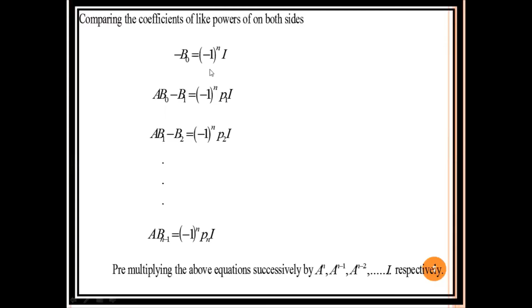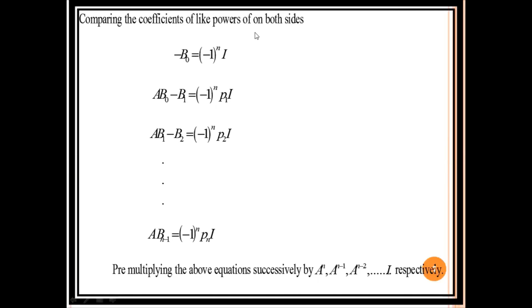Then here, (minus 1) to the power of n into I. On the right side, you can take the direct values. On the left side, we have to simplify a little. This is the lambda to the power of n minus 1 coefficient, this is the lambda to the power of n minus 2 coefficient, and these are the constant terms. So we compare the coefficients of like powers on both sides.